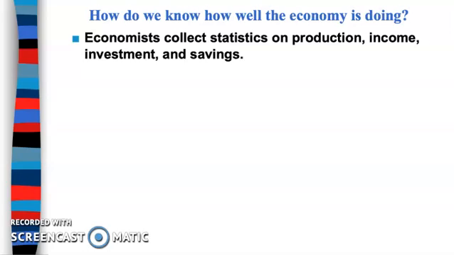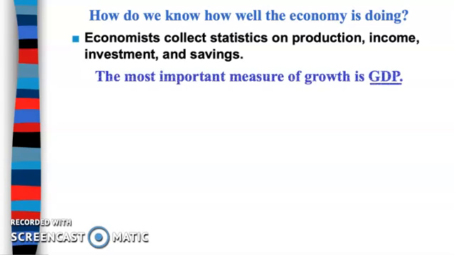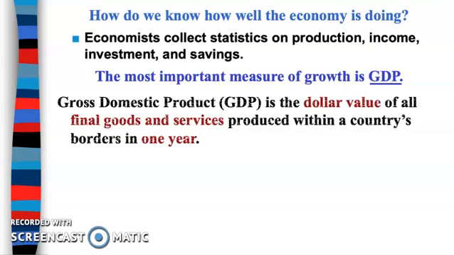However, the most important thing that any economist is going to look at when we're looking at how much we're growing or how little we're growing is what's known as GDP. GDP stands for Gross Domestic Product, and it's defined as the dollar value of all final goods and services produced within a country's border in one particular year. Now, we can look at a few of those different aspects of the definition. We want to get into that just a little bit here.